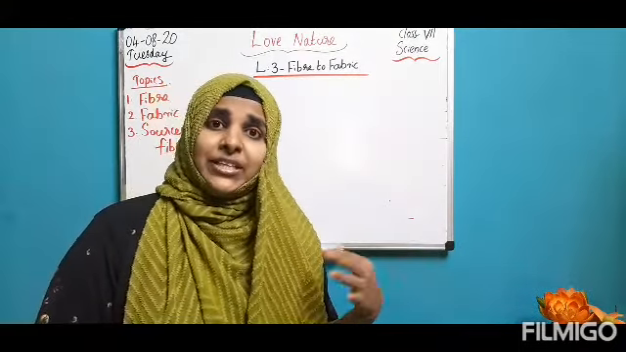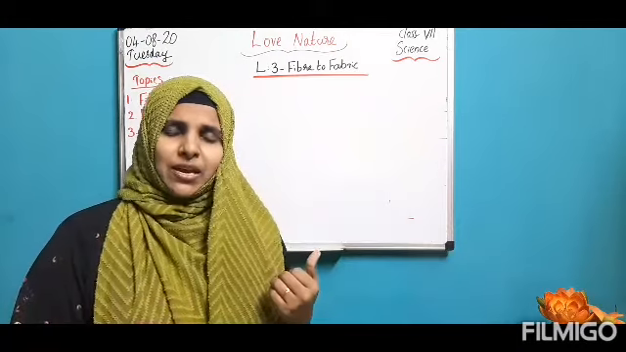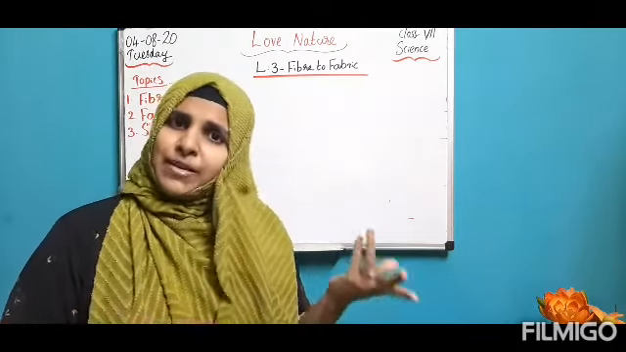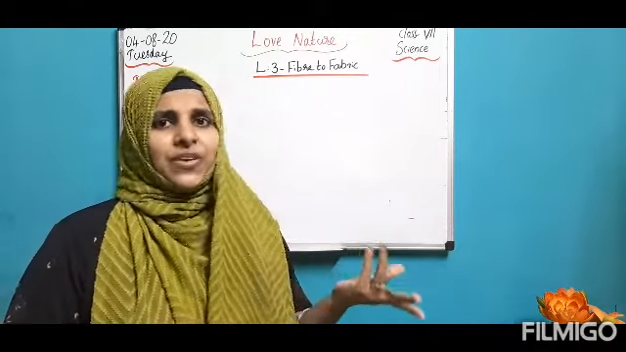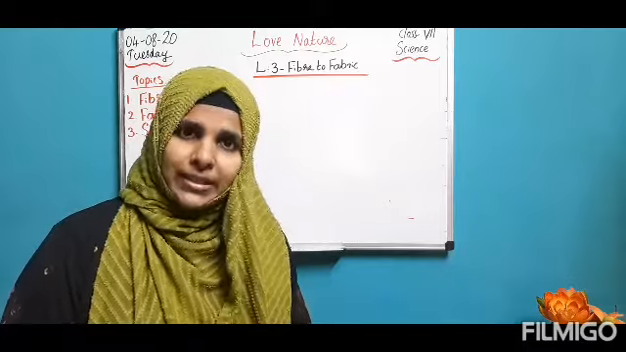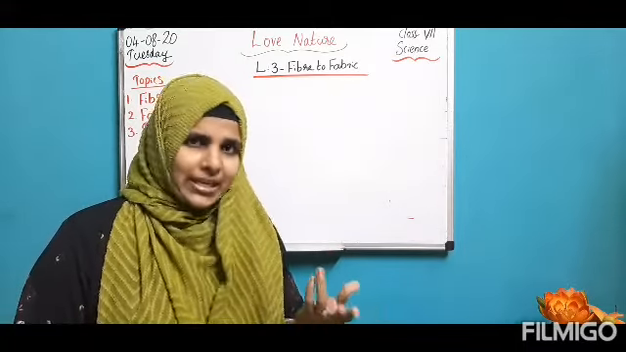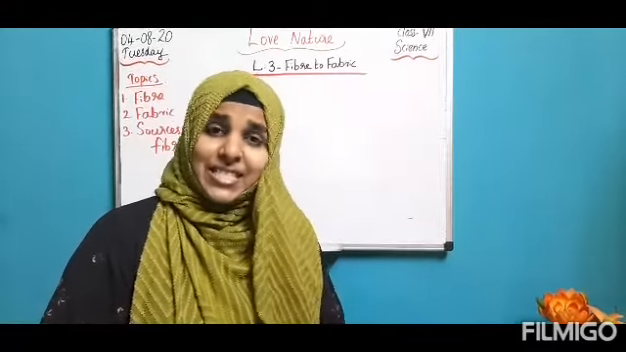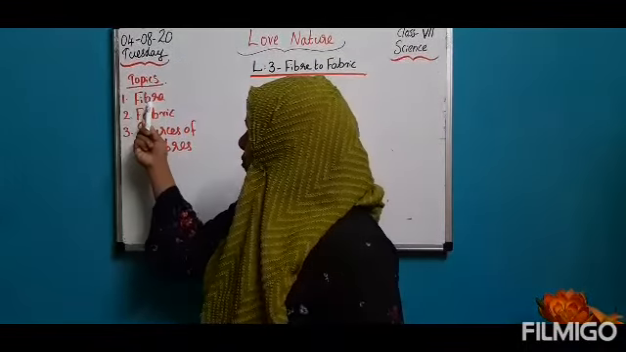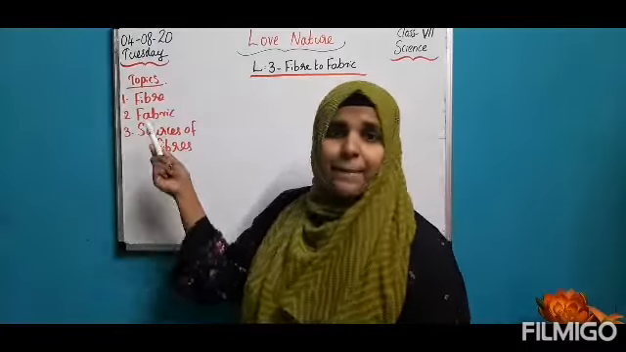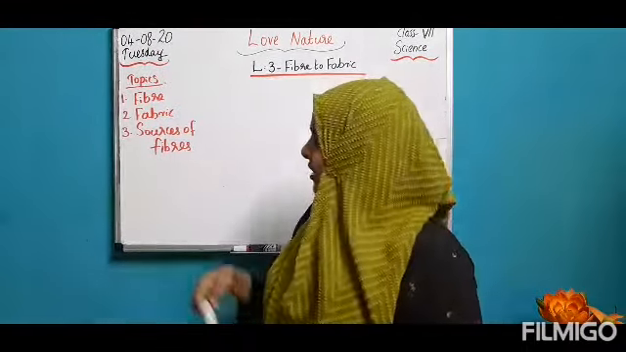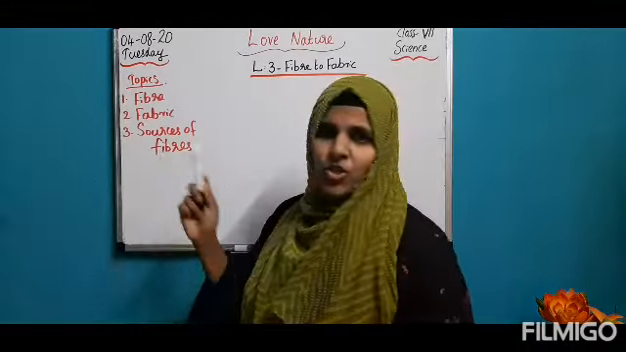So we are wearing different varieties of clothes. Why are we wearing different varieties of clothes? Based on the weather and climate, we are wearing different types of clothes. It may be woolen clothes, cotton or silk clothes, like that. Dear students, in this chapter we are going to discuss what is fiber, what is fabric, and what are the sources of fiber. Okay, so we can check these three topics in today's class.